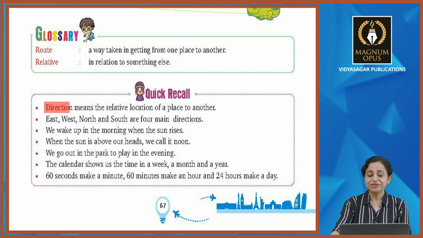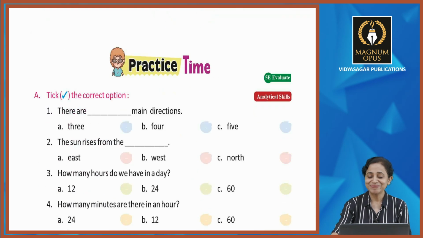Quick recall. Direction means the relative location of a place to another. East, west, north and south are 4 main directions. We wake up in the morning when the sun rises. When the sun is above our heads we call it noon. We go out in the park to play in the evening. The calendar shows us the time in a week, a month and a year. 60 seconds make a minute, 60 minutes make an hour and 24 hours make a day.